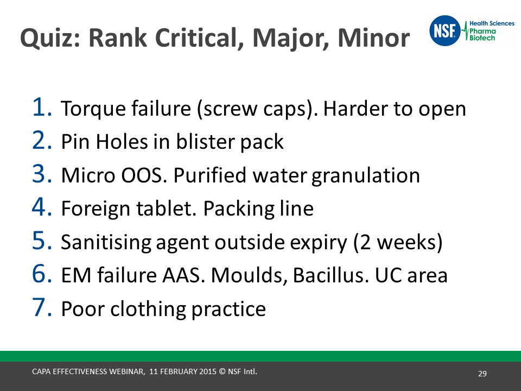It's a quick quiz for you. So grab a piece of paper, and risk rank these 1 to 7. Number 1, torque failure, screw caps harder to open. Number 2, pinholes in a blister pack. Number 3, a microbiological out of specification to do with purified water used in granulation. Number 4, you found a foreign or rogue tablet on a packing line. Number 5, a sanitizing agent that you've been using has expired by 2 weeks. Number 6, an environmental monitoring failure for an active air sampler, and what you found in that sample are lots of molds and lots of bacillus in an uncontrolled area. And number 7, poor clothing practice. So very quickly, give a sort of mental risk ranking process to that and see what you come up with. What would be your top 3? What would be your bottom 3?